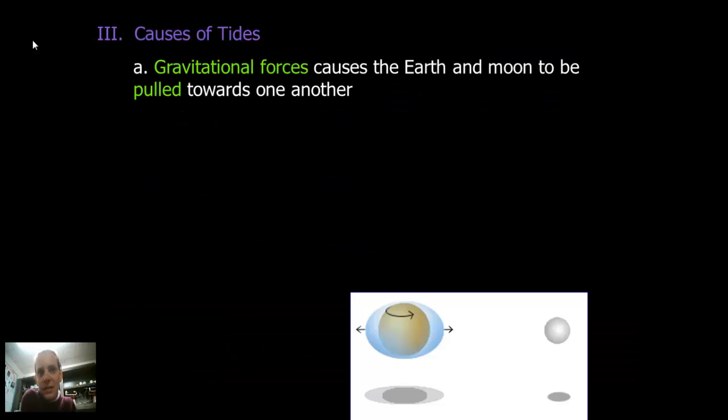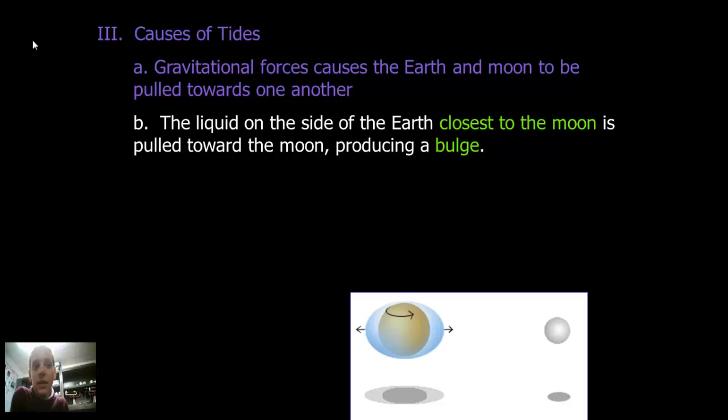What causes the tides, though? Well, gravitational forces. Gravitational forces cause the Earth and the Moon to be pulled towards one another. The liquid on the side of the Earth that is closest to the Moon is pulled toward the Moon, which produces a bulge. So here we have the Moon and we have the Earth, and these bulges are representing Earth's oceans. So the gravitational pull from the Moon is actually what is causing a slight pull on the Earth.